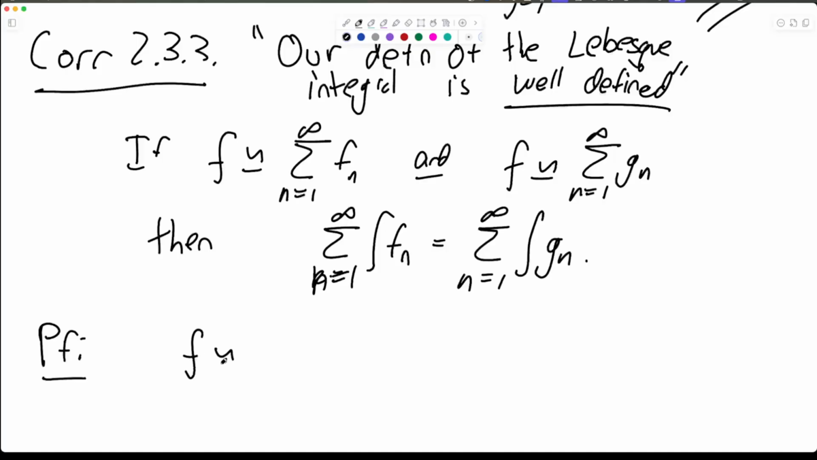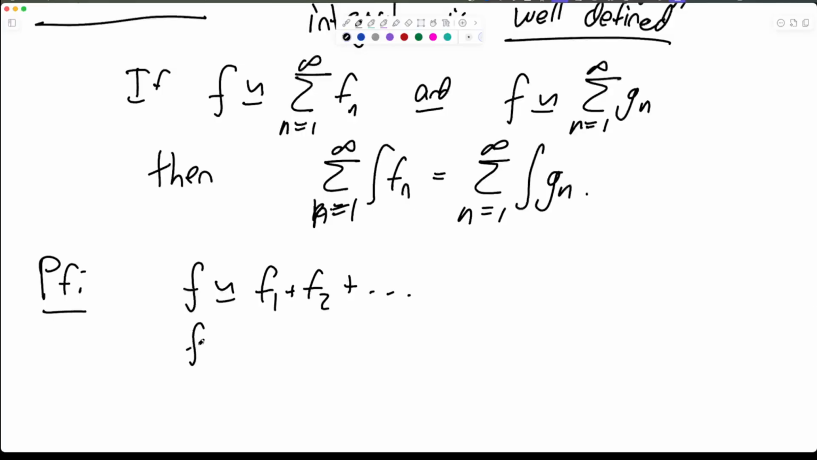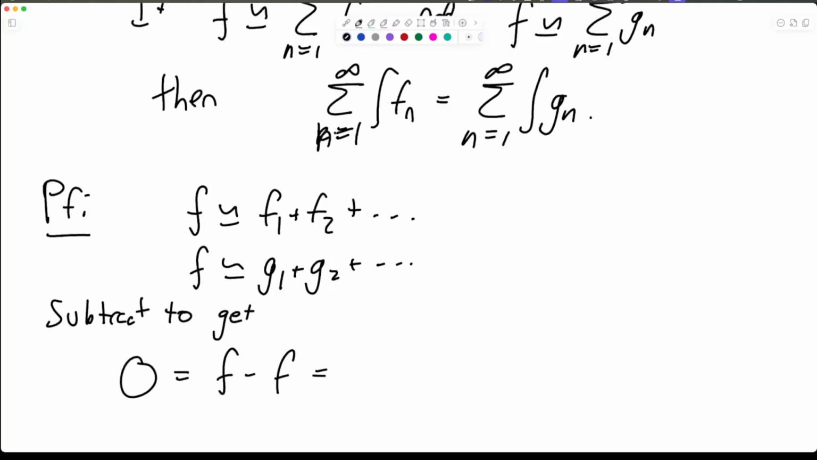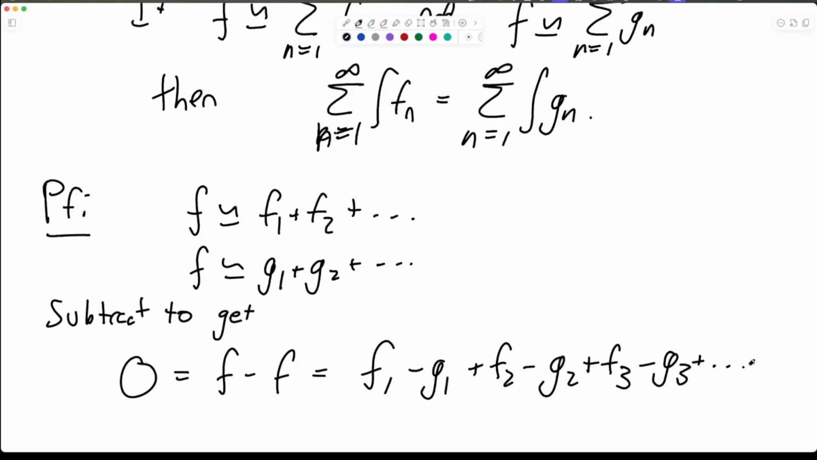So f is equal to f1 plus f2 plus dot dot dot. And f is also equal to g1 plus g2 plus dot dot dot. And now we alternate them. So we're going to do a big subtraction. Subtract to get 0, which is f minus f, and we're going to alternate: f1 minus g1 plus f2 minus g2 plus f3 minus g3 plus dot dot dot. Okay.